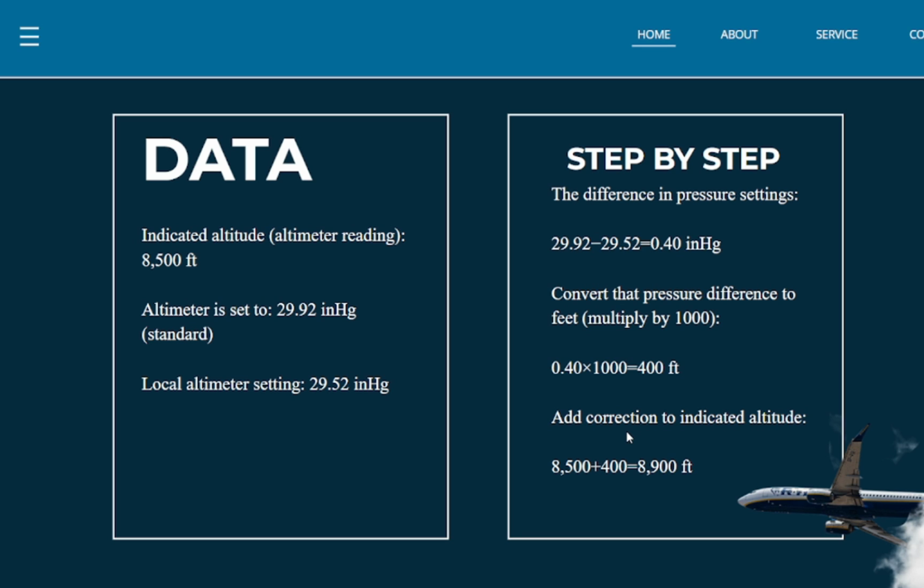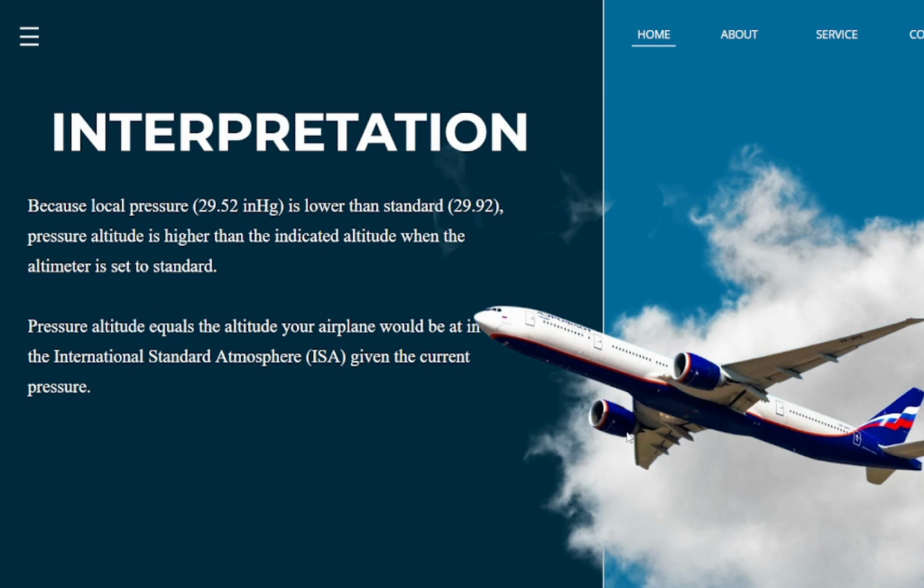This is the altitude that matches the international standard atmosphere for current pressure. And it is as simple as that. Okay, let's look at our interpretation.